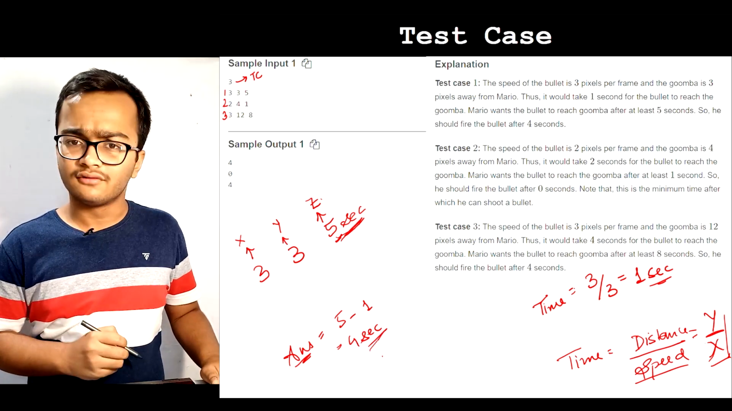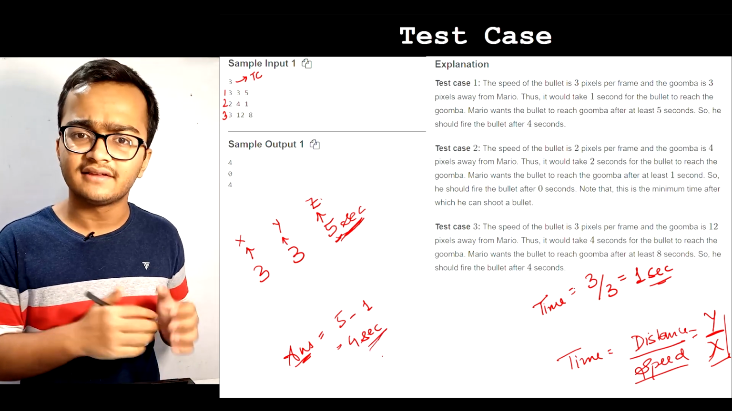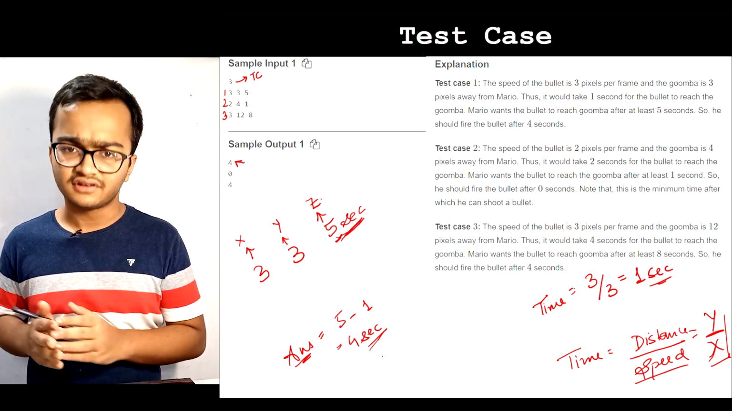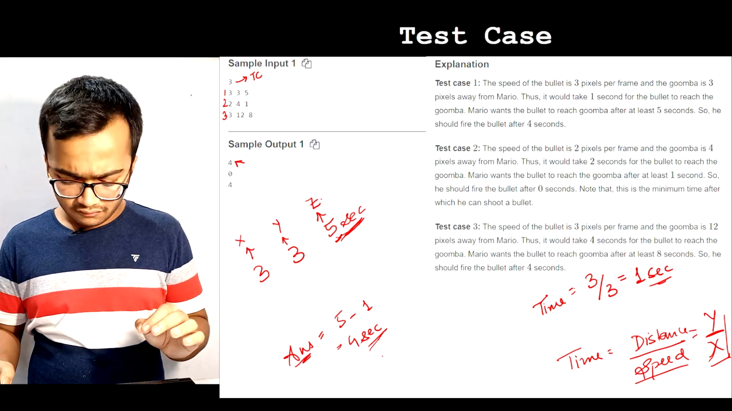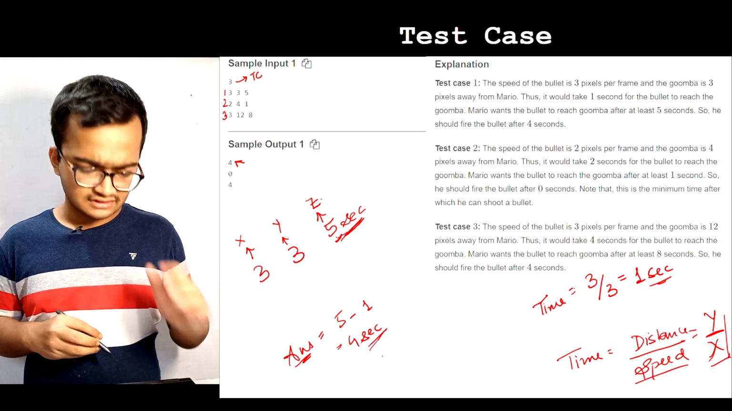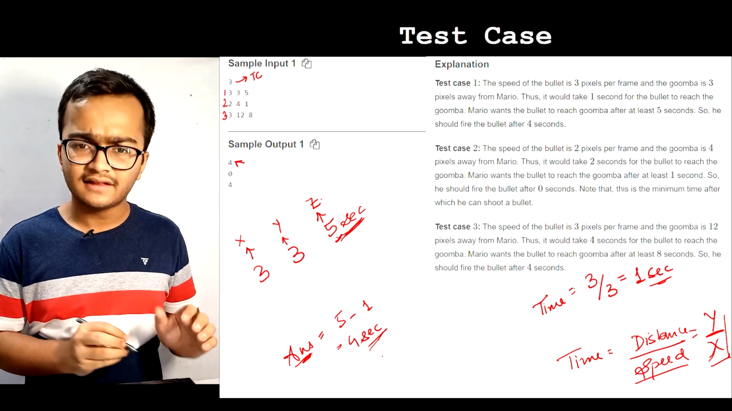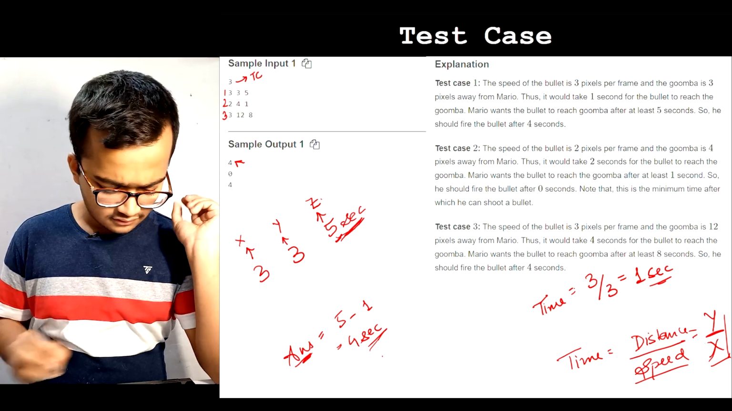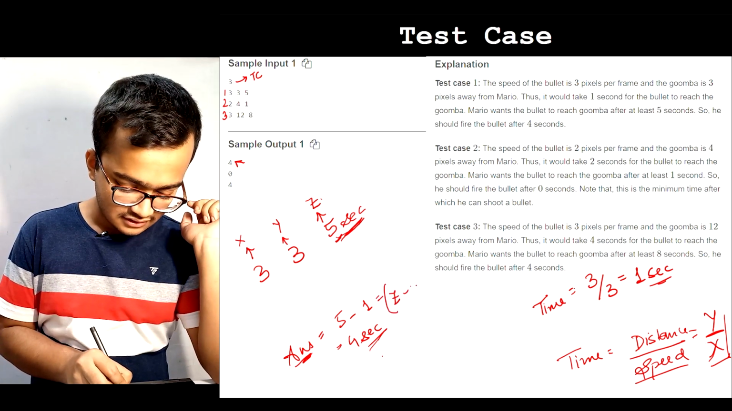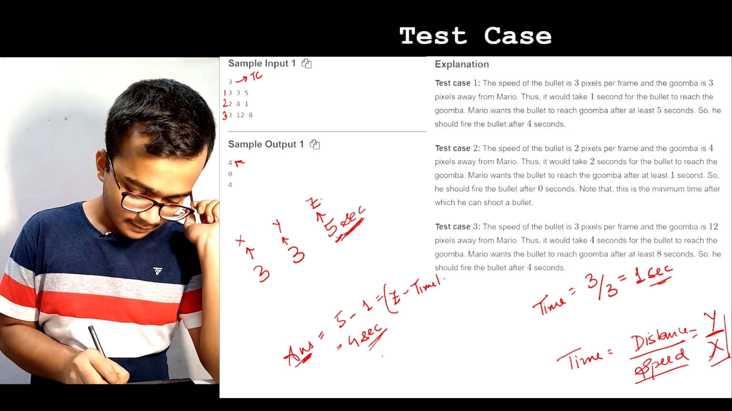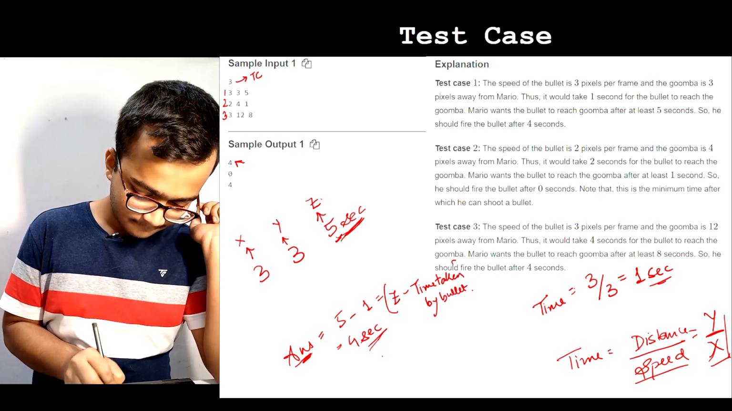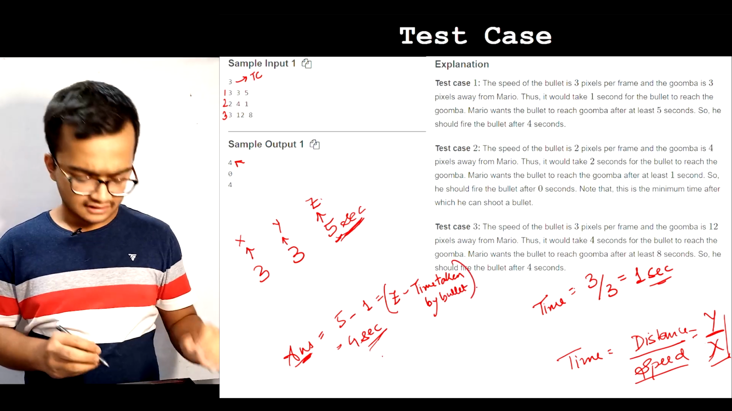So what did I get? I got 4 seconds. Now let's see whether 4 seconds is coming as the answer or not. Yes, we get the sample output of test case 1 as 4 seconds. Very good, simple. So with this, let's see test case number 2. If we try to formulate this, my answer will be equal to z minus the time taken by the bullet to cover the distance. Right? Let's see another test case.